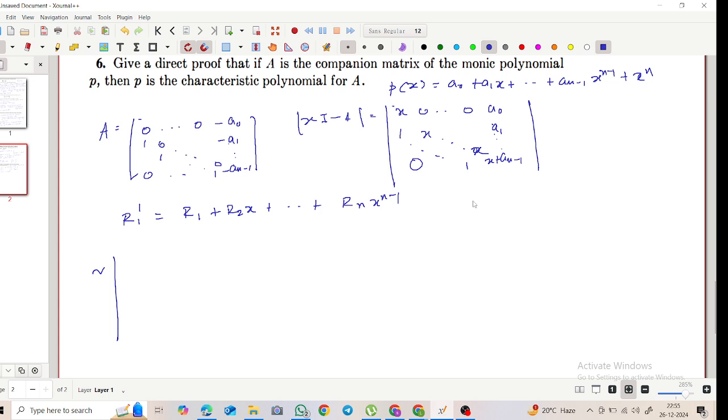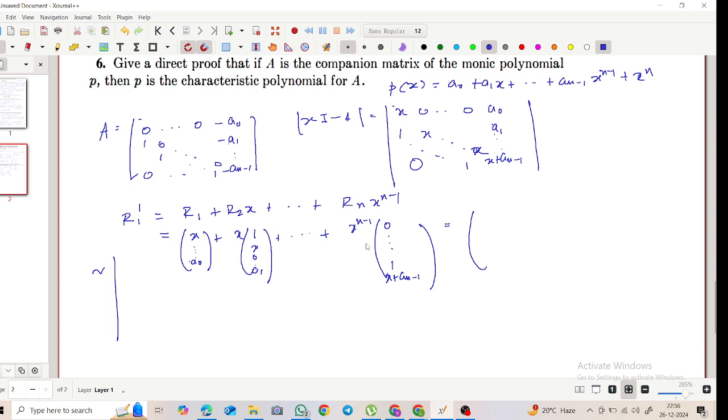So first tell me, what is r1? What is this term? Row 1 is like x, a naught, right? Now what is r2x? R2x is x times 1, x 0 0 0 a1, right? X to the power n minus 1 times 0 0 0 1 x plus a n minus 1, right?